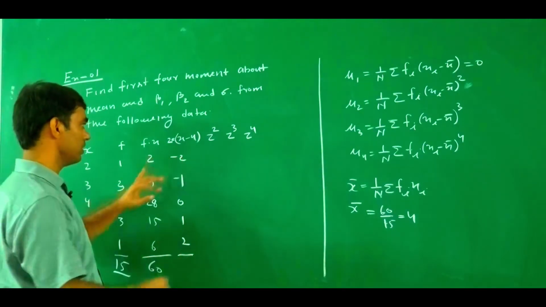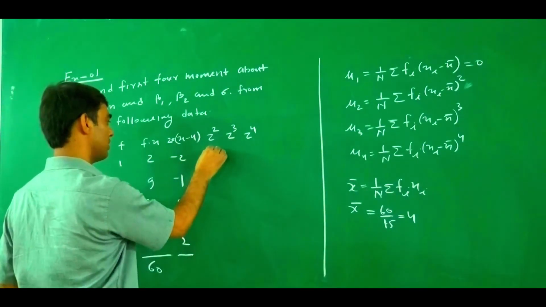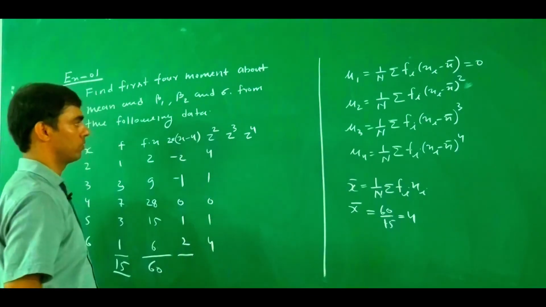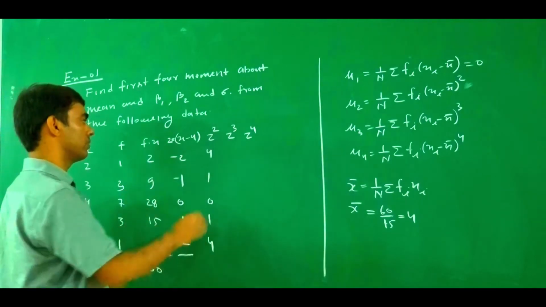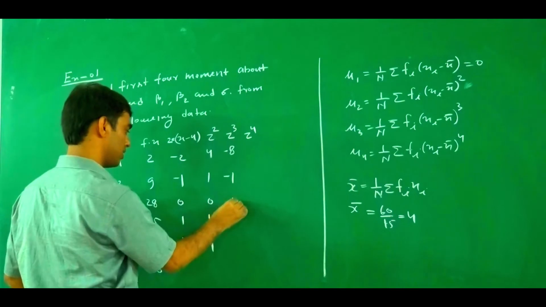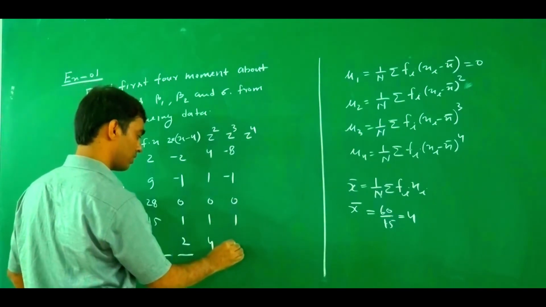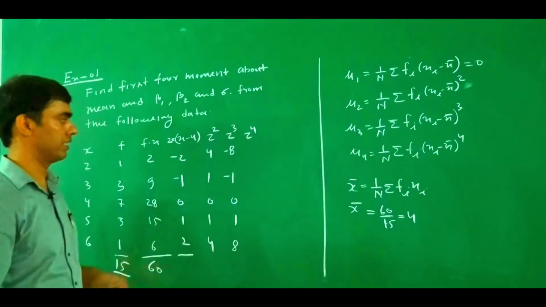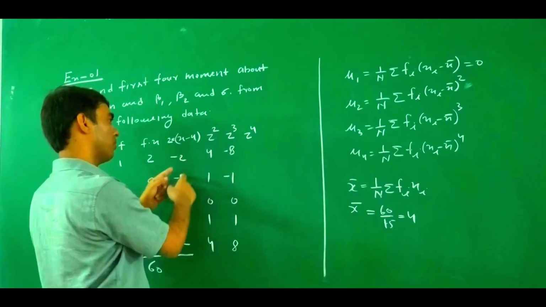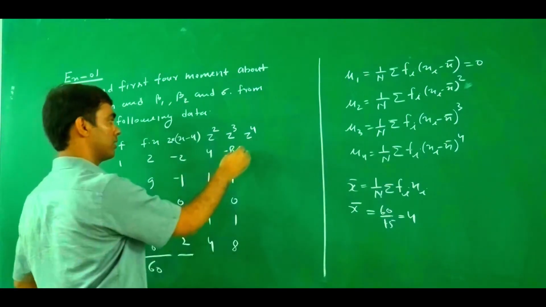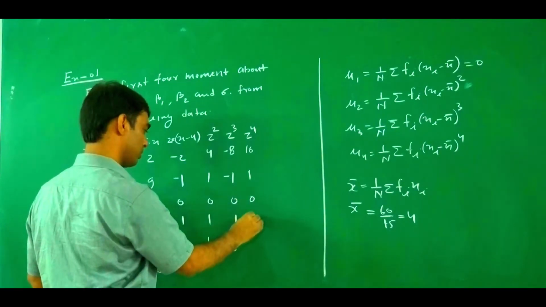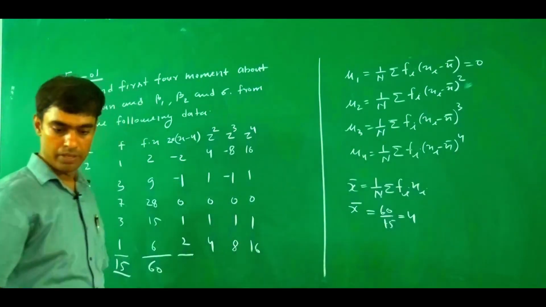What is the value of the square of this? It is 4, 1, 0, 1, and 4. And the cube of this is minus 8, minus 1, 0, 1, and plus 8. And the power of 4 of this is 16, 1, 0, 1, 16. So, z to power 4.